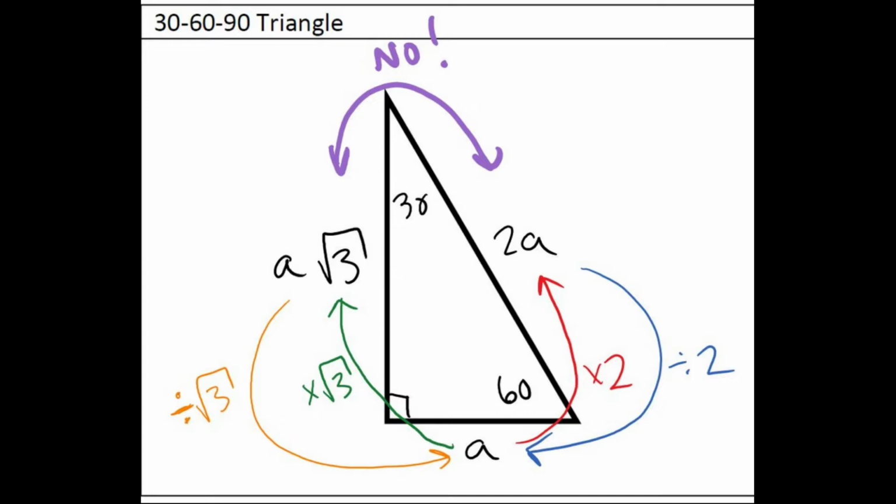Now to go backwards, let's say they give you the hypotenuse first. Let's say it's like 14. We just cut that in half, and that will give us the length of our shortest leg. So that's the blue line. It's whatever our hypotenuse is divided by 2.